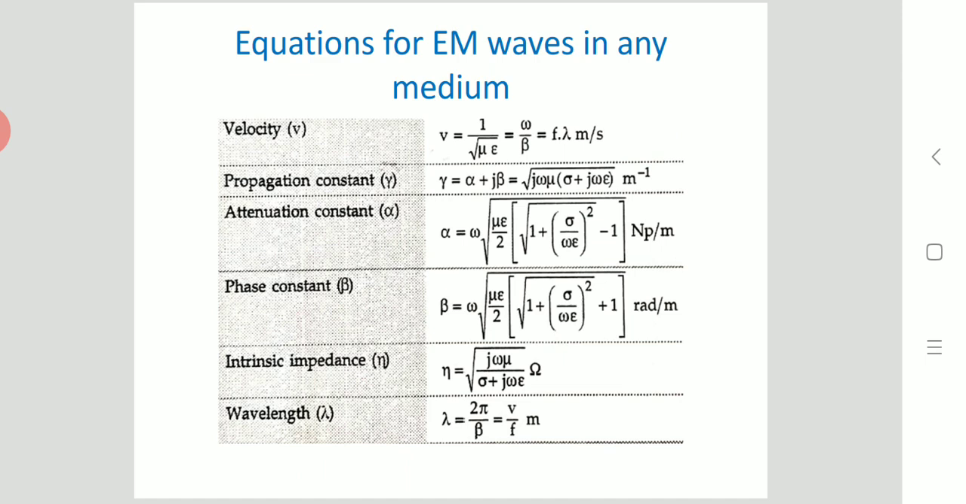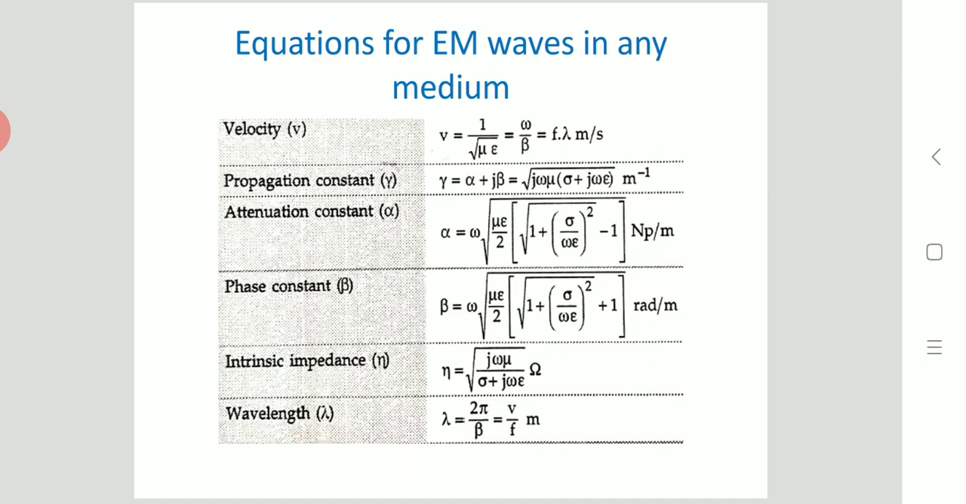Now the intrinsic impedance eta: eta is equal to root of j omega mu divided by sigma plus j omega epsilon, in ohms. This is the intrinsic impedance. Next we go to wavelength: lambda is equal to 2 pi by beta, or you can call it velocity per frequency. So these are the equations for electromagnetic waves in any medium.